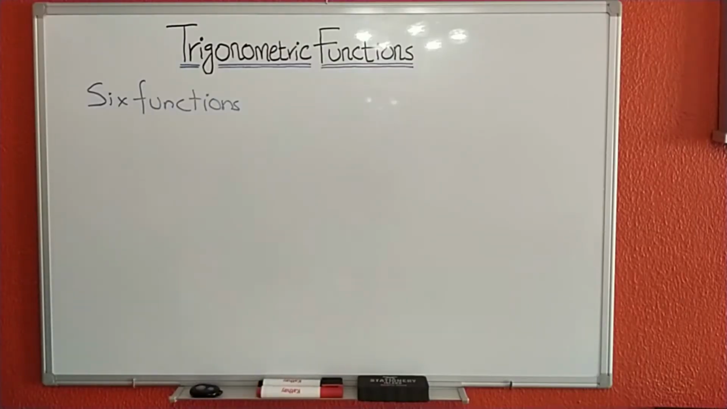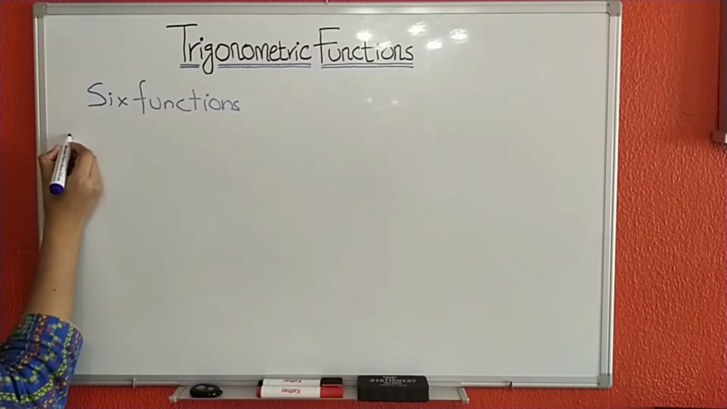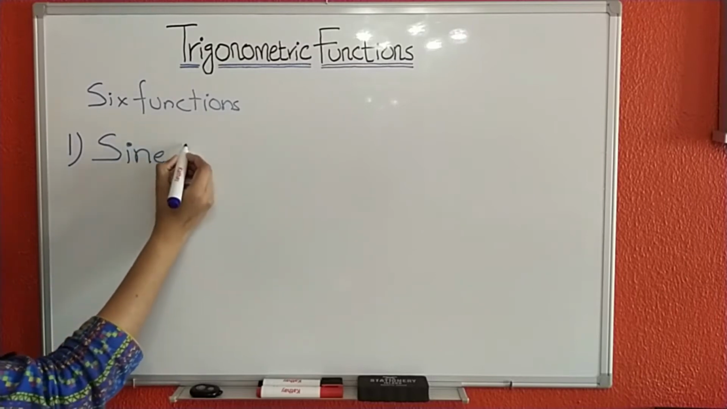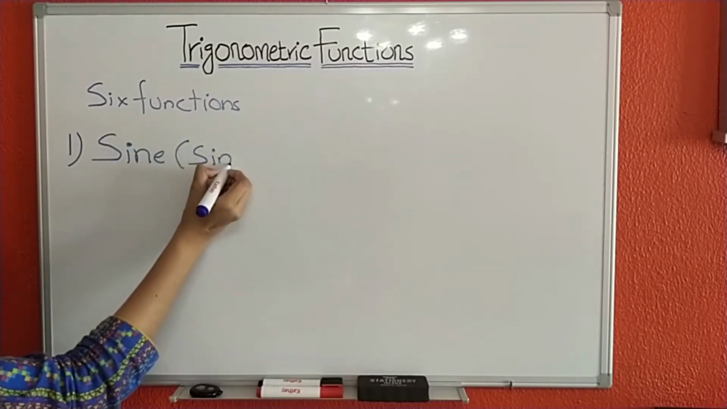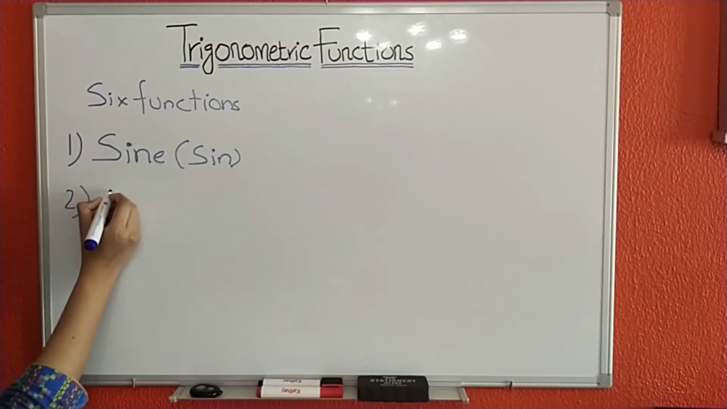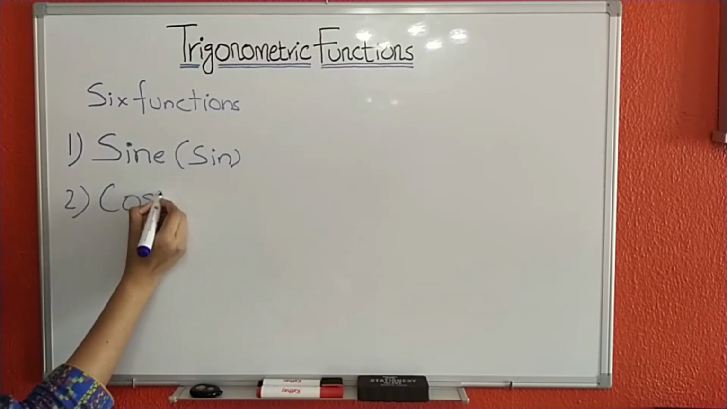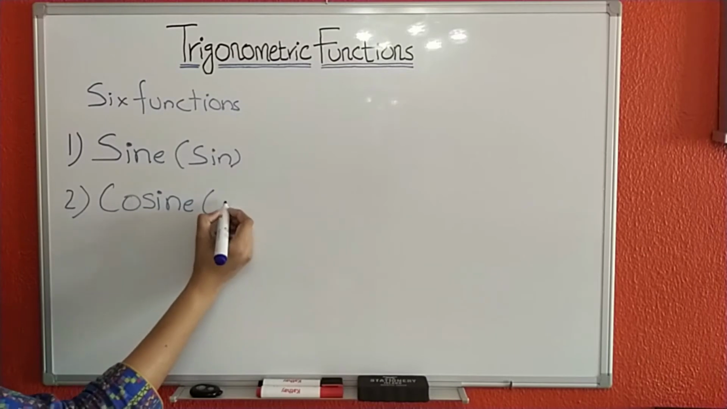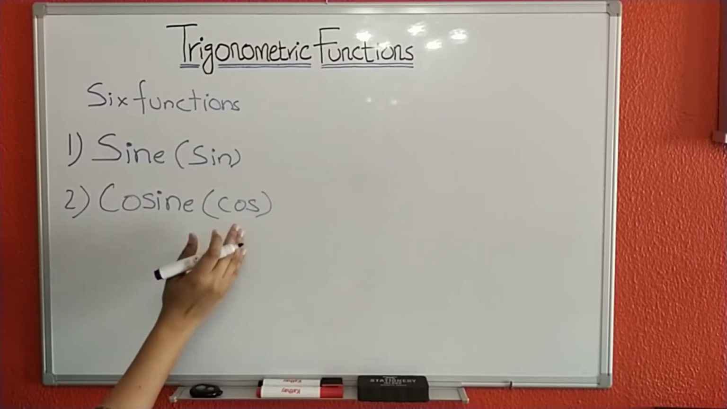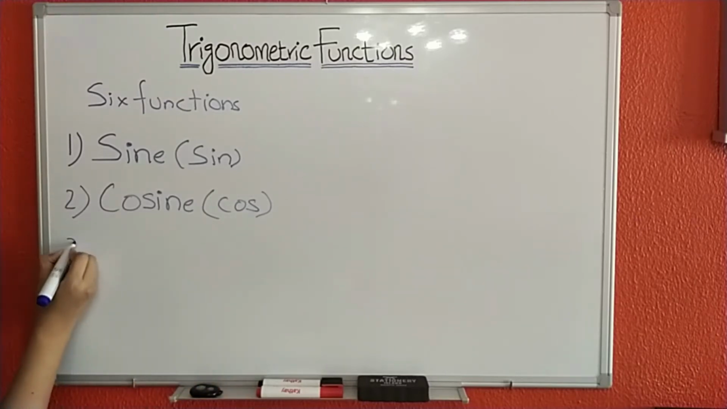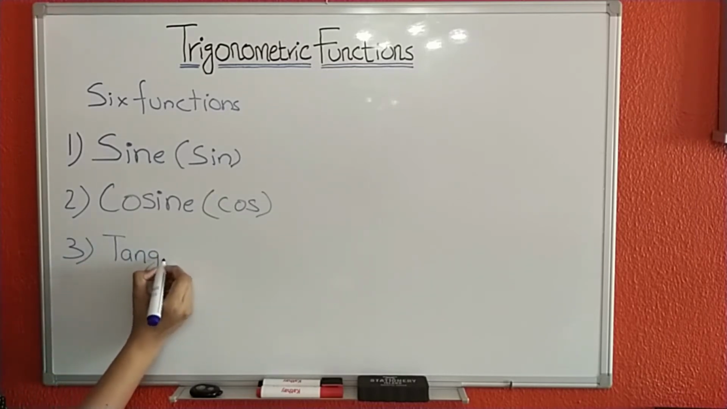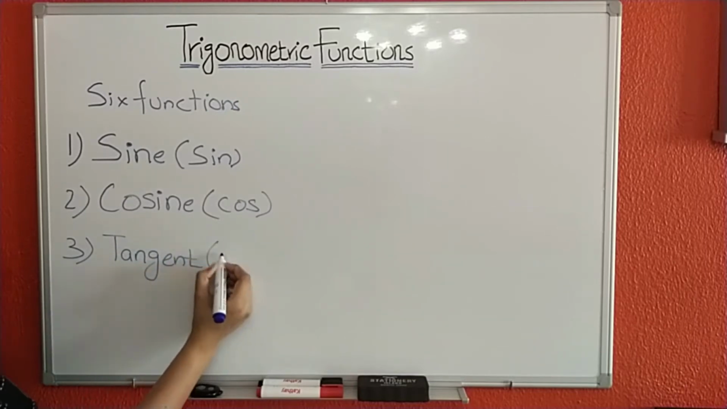There are 6 basic trigonometric functions, and the first function is sine, and its short form is sin. The second function is cosine. Its short form is cos, or if we put an angle, we can say cos theta, cos beta, cos alpha. The third function is tangent, and its short form is tan.